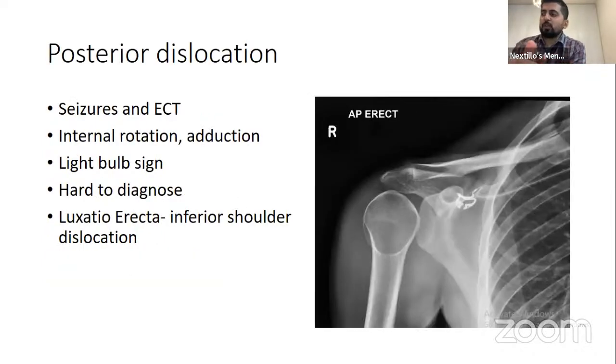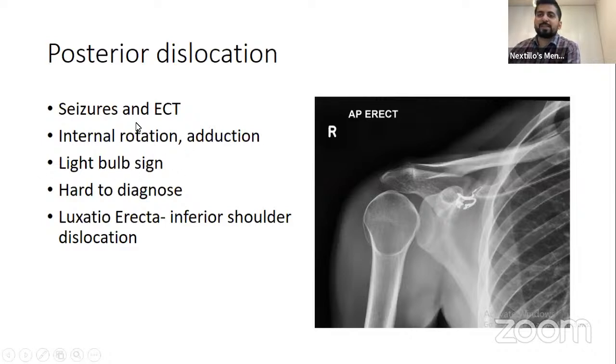Now let us talk something about the posterior dislocation. Posterior dislocations of the shoulder are usually seen in patients who are prone to seizures or who are undergoing electroconvulsive therapy. In this, the shoulder dislocates posteriorly, so the arm will be held in internal rotation and adduction, and there will be difficulty in abduction and external rotation.